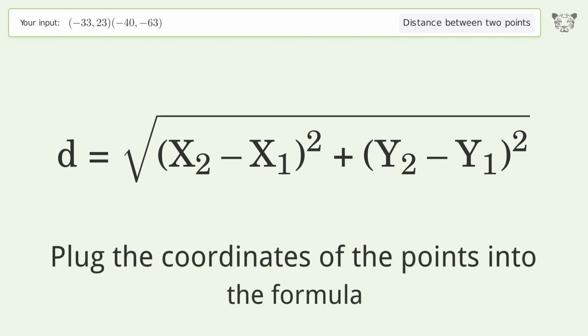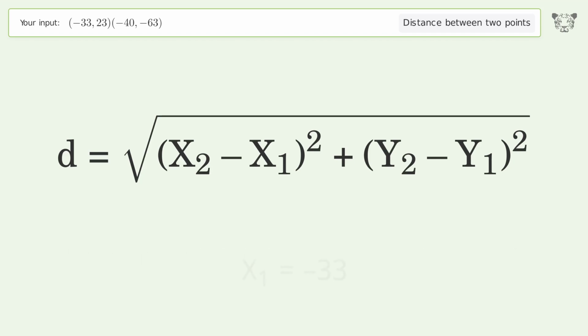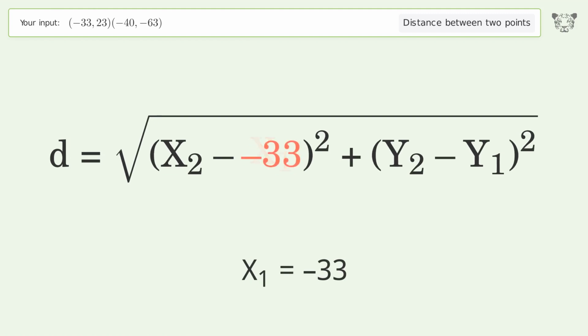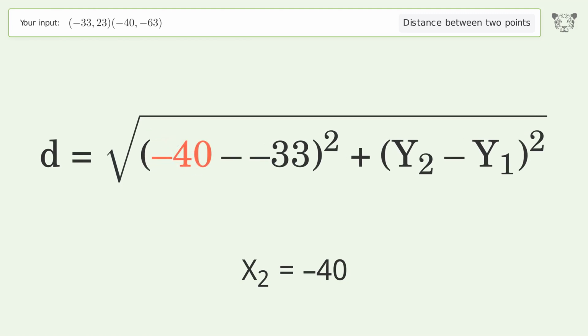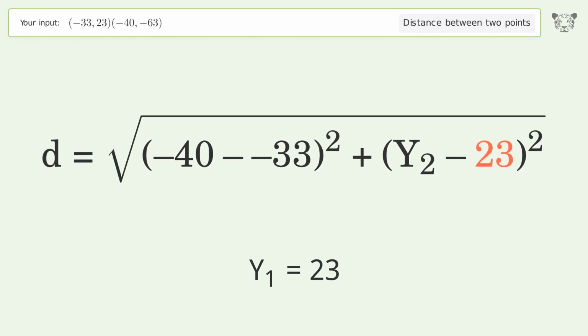Plug the coordinates of the points into the formula. x1 equals -33. x2 equals -40. y1 equals 23. y2 equals -63.